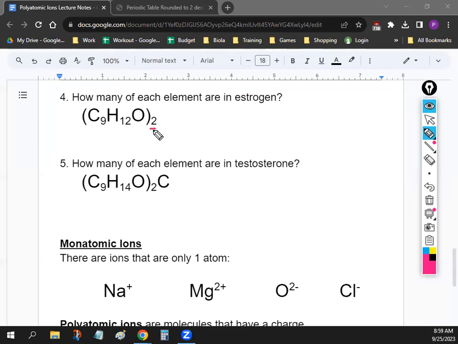So just to show you guys what I mean by that, we got C9. So there's 9 carbons inside the parentheses, right? So that means that in total, estrogen is going to have 18 carbons. Again, it's because there's 9 on the inside of the parentheses, but we just multiply by the number on the outside.